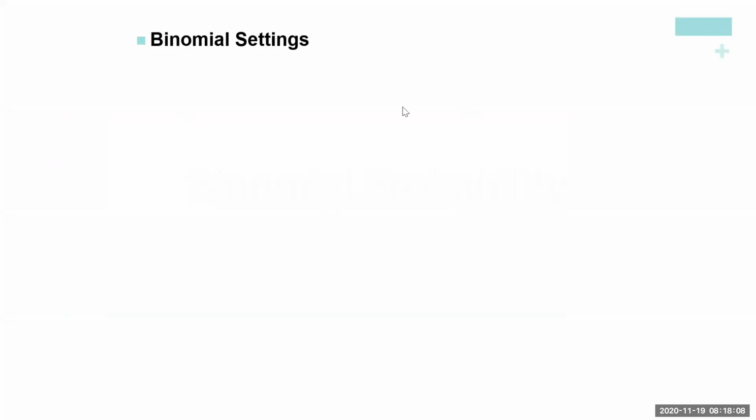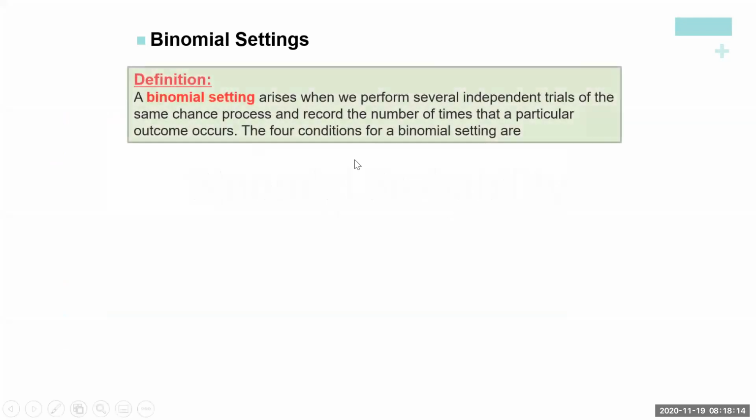Okay, today we're going to talk about binomial probability. Let's start by talking about what a binomial setting is. A binomial setting arises when we perform several independent trials of the same chance process and record the number of times that a particular outcome occurs.